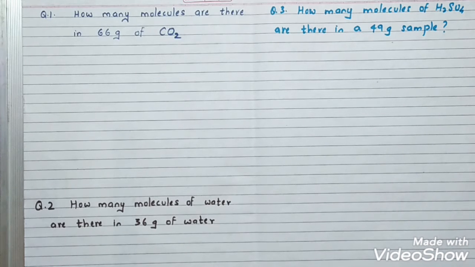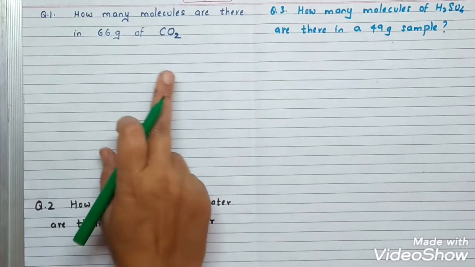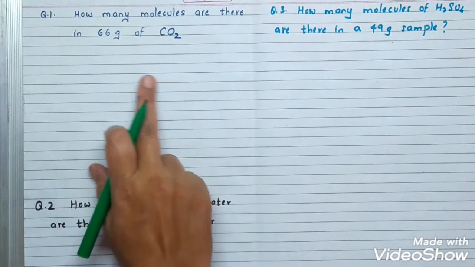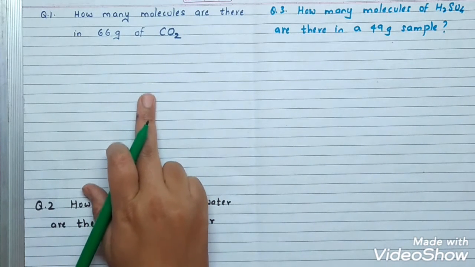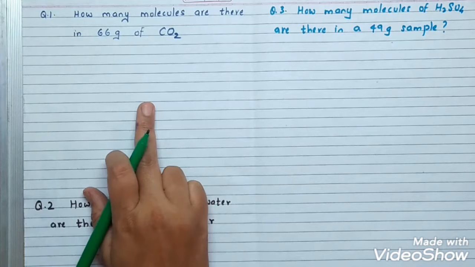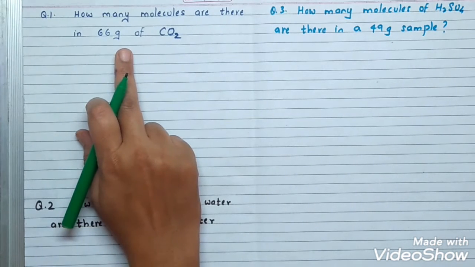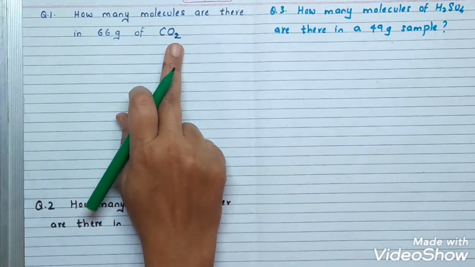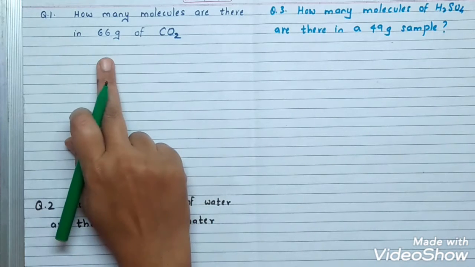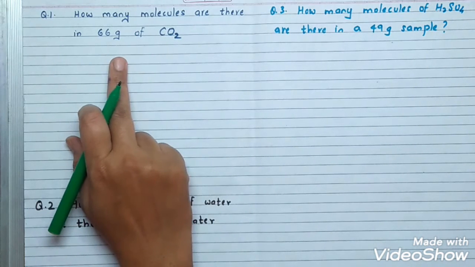So students, there are three sums in front of you. Let us solve these sums one by one with the help of one formula. The first sum is: how many molecules are there in 66 grams of CO2? See what they have asked you. They have asked you to find the number of molecules of CO2 in 66 grams.